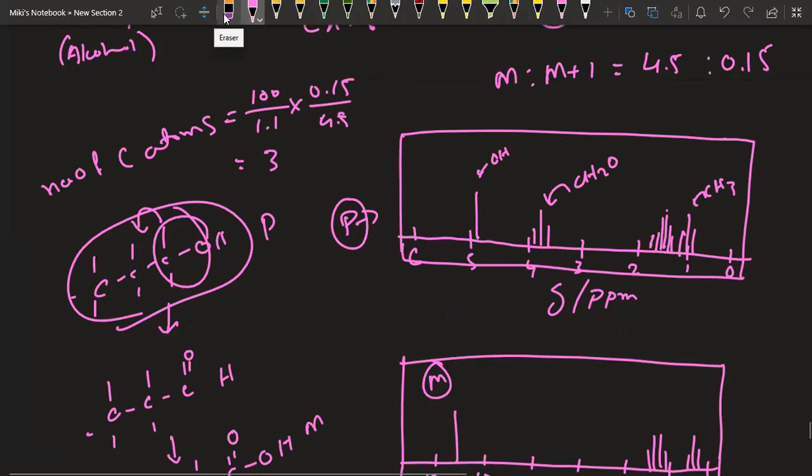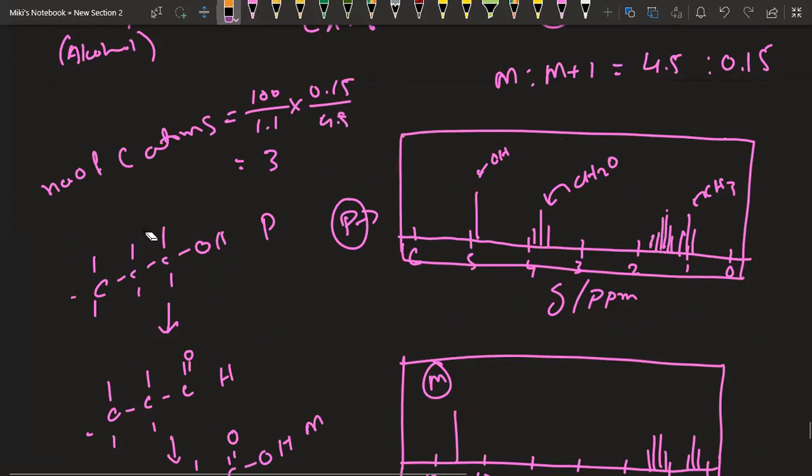Then how do we define this one? See this one, if this carbon is the only carbon left behind, isn't it? Its neighbors are this CH3 and this CH2. How many hydrogens do they have in total? 4. Sorry, 5. 1, 2, 3, 4, 5. 5 hydrogens. 5 plus 1 is what? 6. That means this multiplet is for this CH2 group.